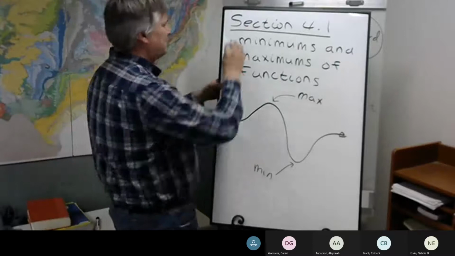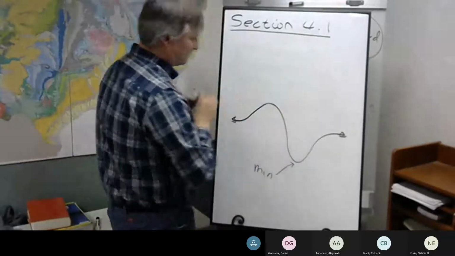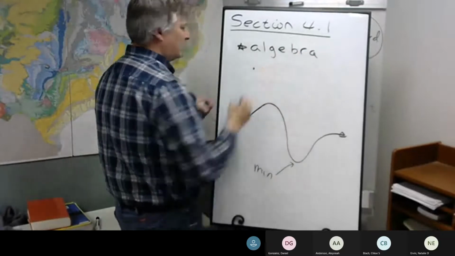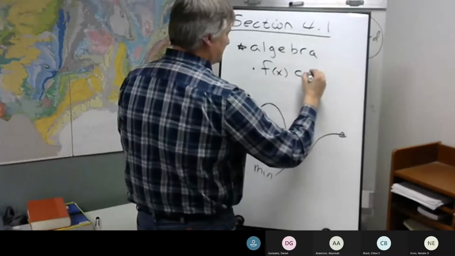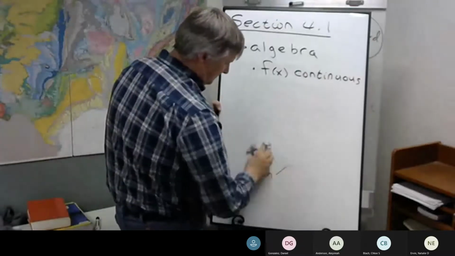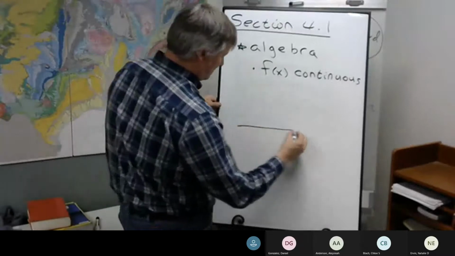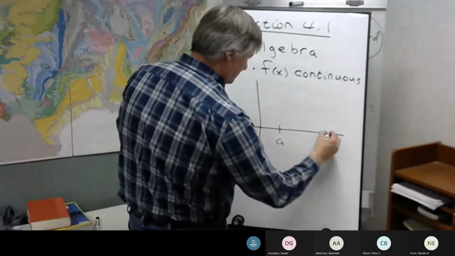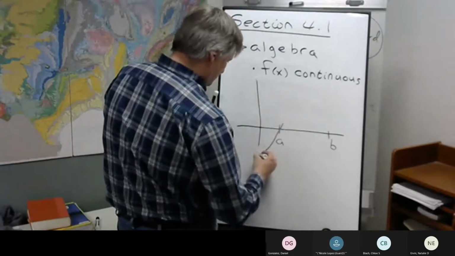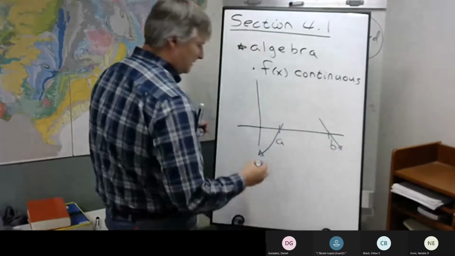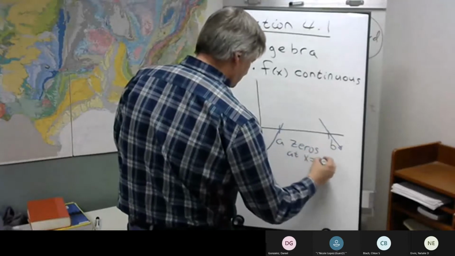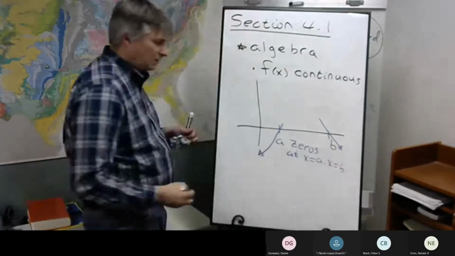So for example, in algebra, what we would typically do: if we have f of x that is continuous, and we might figure out that, let's say on [a, b], our function does something like this, and we have zeros at a and b.